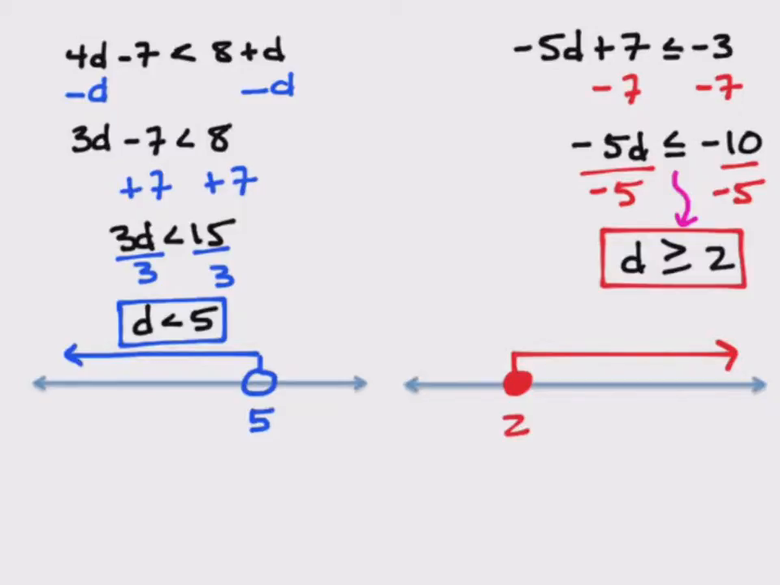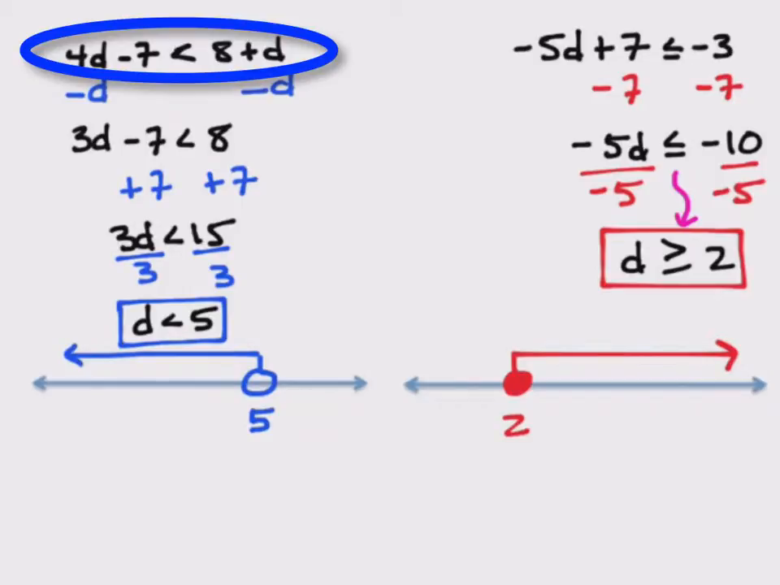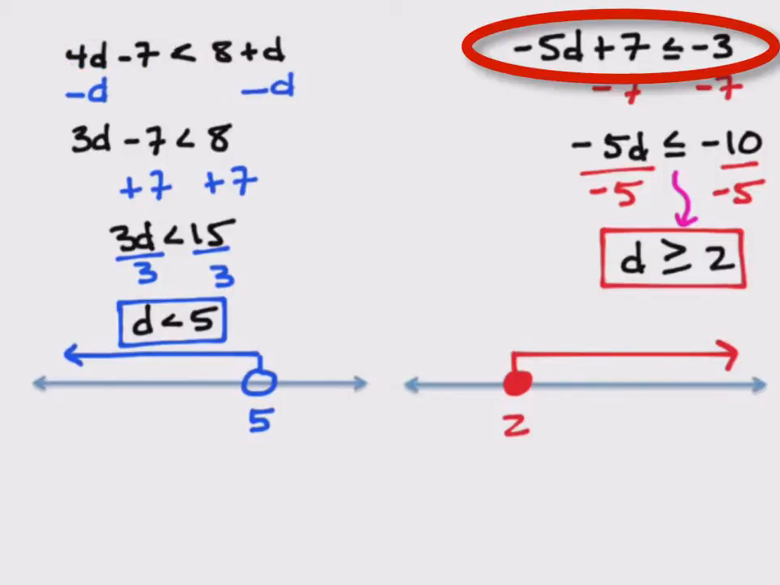Now so far, we've dealt with these two problems individually. In the first, we're looking for all the values of d that make 4d minus 7 less than 8 plus d. And in the second problem, we're looking for all the values of d that make negative 5d plus 7 less than or equal to negative 3.